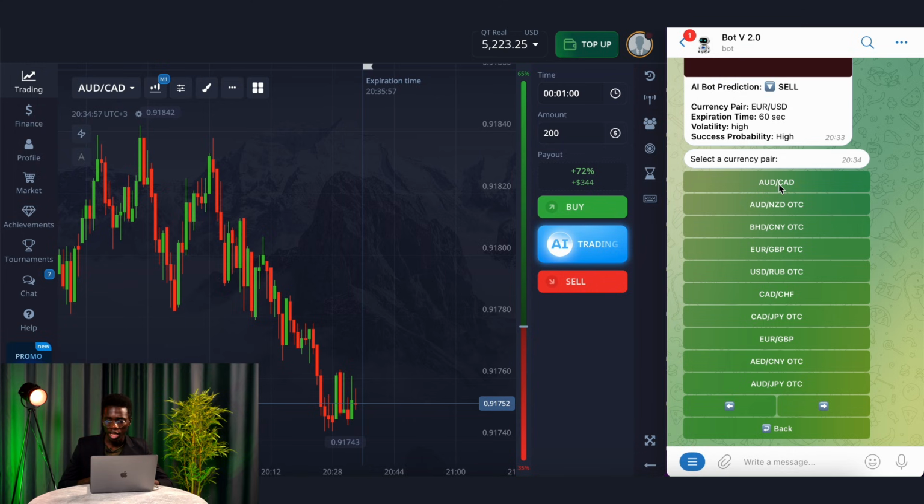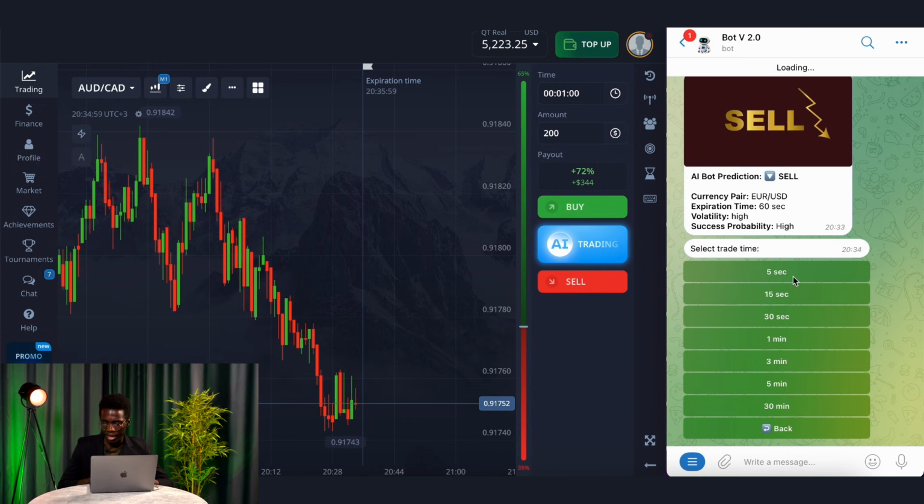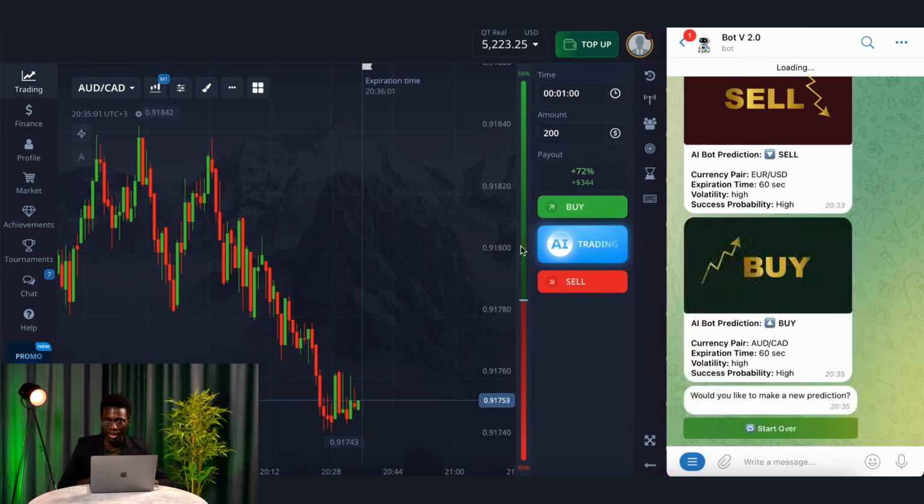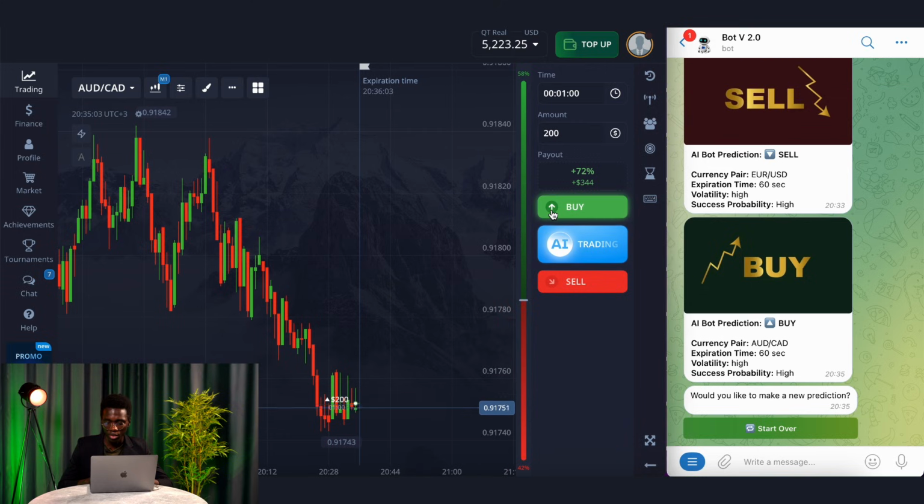Let's go ahead and ask our trading board. Australian dollar against Canadian dollar for 1 minute. It is gonna be a buy. Finally, a buy order. Let's go ahead and execute a buy trade for this. We're gonna hold on tight and see how this is gonna play out, ladies and gentlemen.